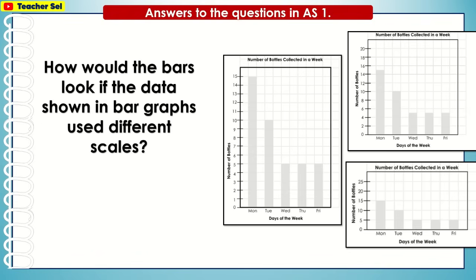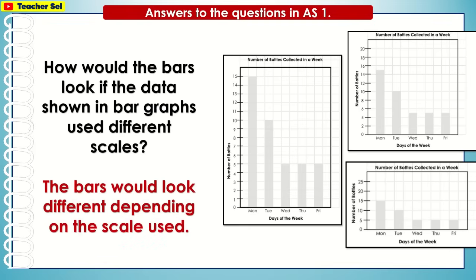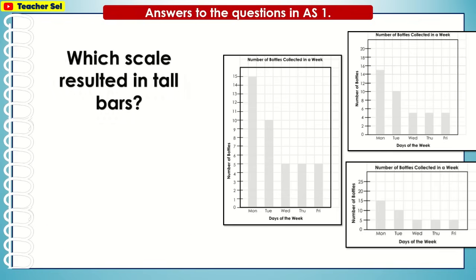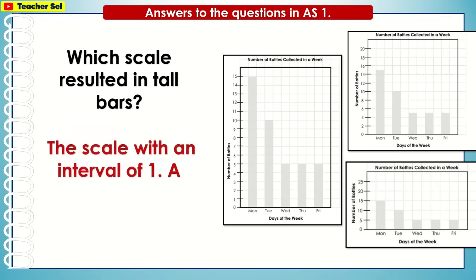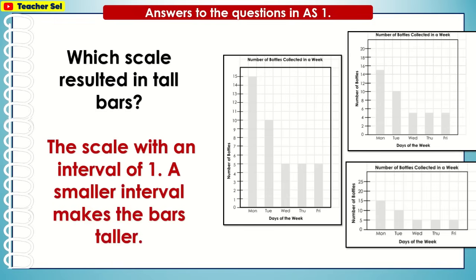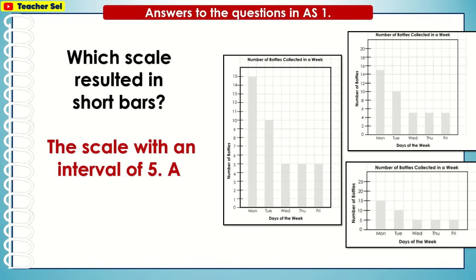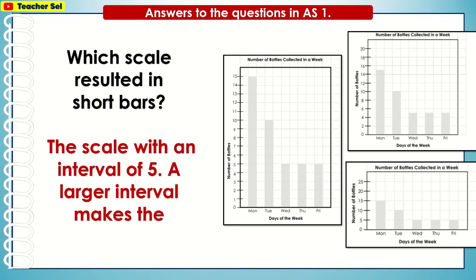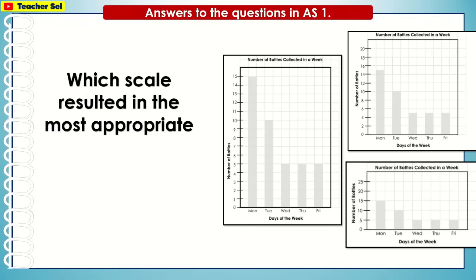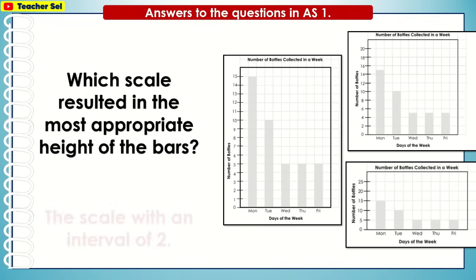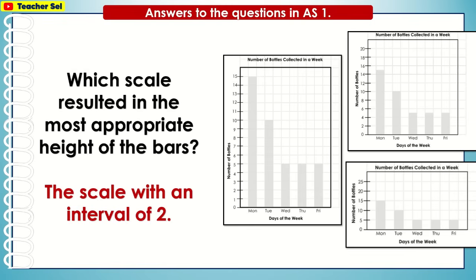How would the bars look if the data shown in bar graphs used different scales? The bars would look different depending on the scale used. Which scale resulted in tall bars? The scale with an interval of 1, a smaller interval, makes the bars taller. Which scale resulted in short bars? The scale with an interval of 5, a larger interval, makes the bars shorter. Which scale resulted in the most appropriate height of the bars? The scale with an interval of 2.